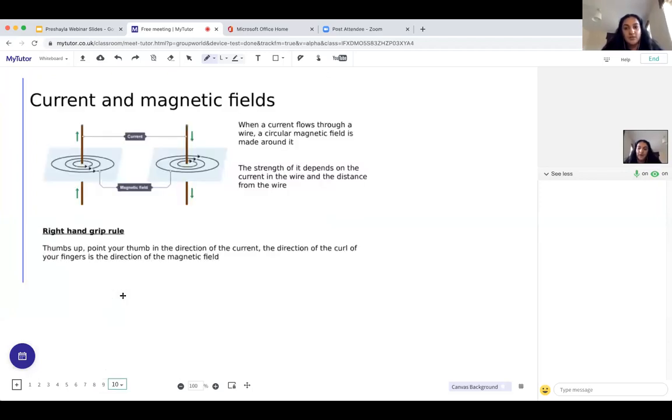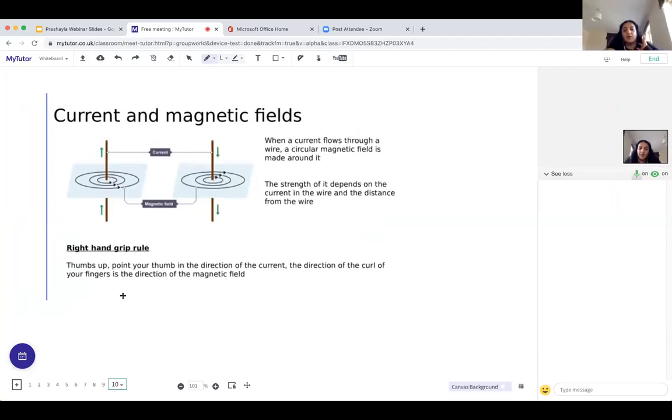Okay, so moving on to the next section of our content. This is talking about current and magnetic fields. So when a current flows through a wire, so if it's connected to a battery, a circular magnetic field is made around it. So we have a straight wire, and around that wire are circles of magnetic field. The strength of the magnetic field depends on the current in the wire. So if it's a high current, it's a stronger magnetic field, and it depends on the distance from the wire. If we're further away from the wire, the magnetic field is weaker.